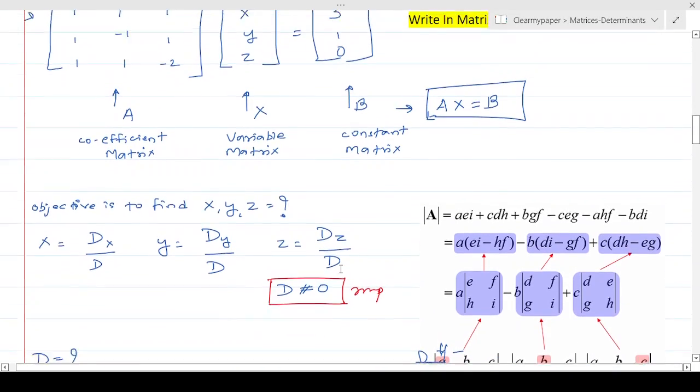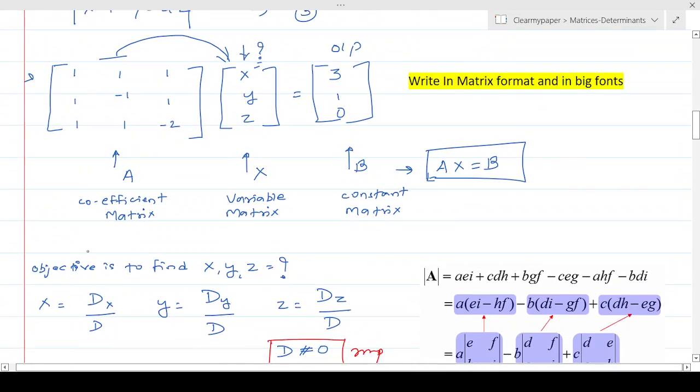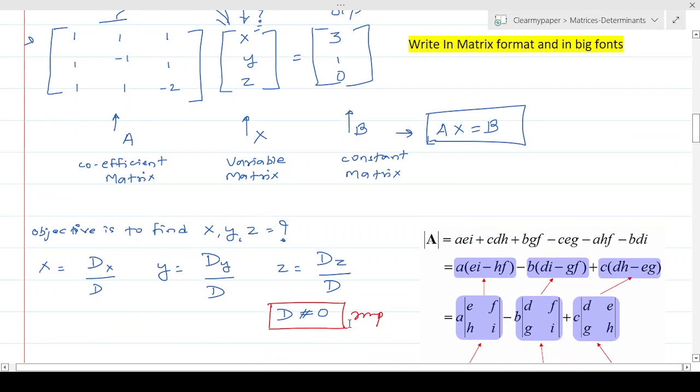Okay, so what I'm going to do, I'm going to find the value of x, which is nothing but a ratio of dx by d. I'm going to find the value of y, which is dy by d, and I'm going to find the value of z, which is dz by d. And the important thing is the common denominator, which is d, the determinant of this coefficient matrix A, that cannot be 0. The denominator determinant cannot be 0 because we need the solution to exist. If it is 0, then the solution is not defined. That's the first check you need to do.